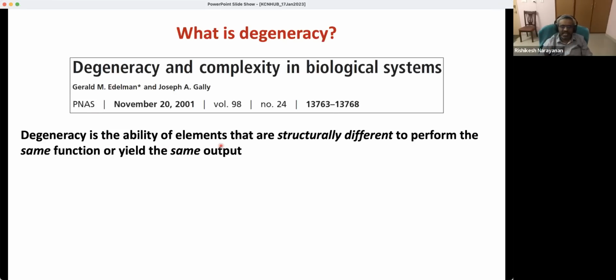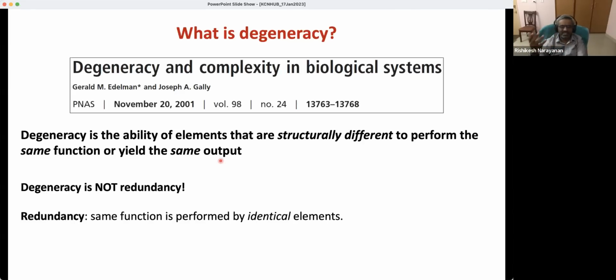It's the ability of elements that are structurally different to perform the same function or yield the same output. So that's the definition of degeneracy. It is not redundancy. Many people confuse degeneracy with redundancy. Redundancy is a scenario where the same function is performed by identical elements.